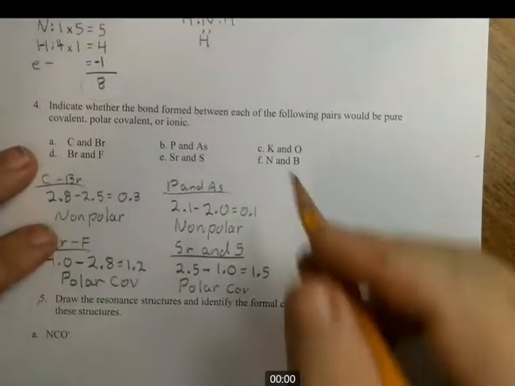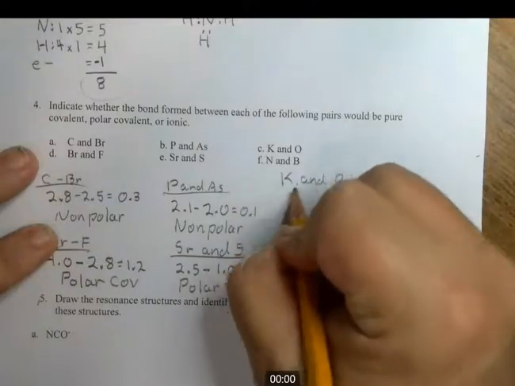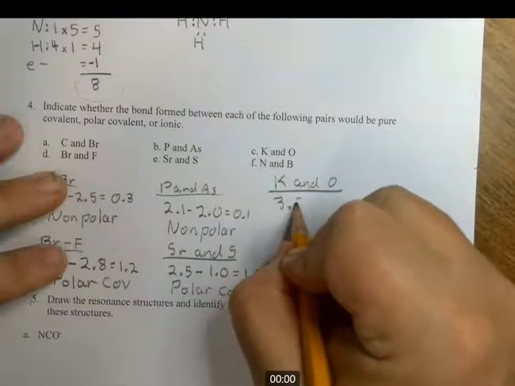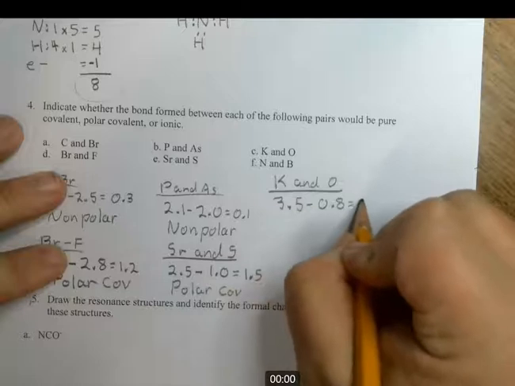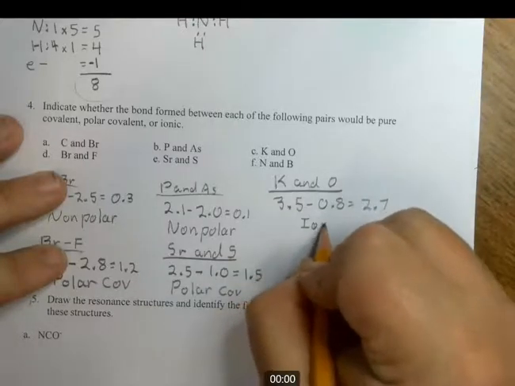Okay, let's continue on. Potassium and oxygen. Okay, so potassium right here at 0.8, oxygen 3.5. That's kind of an easy one. That's 2.7, and that's clearly an ionic bond.